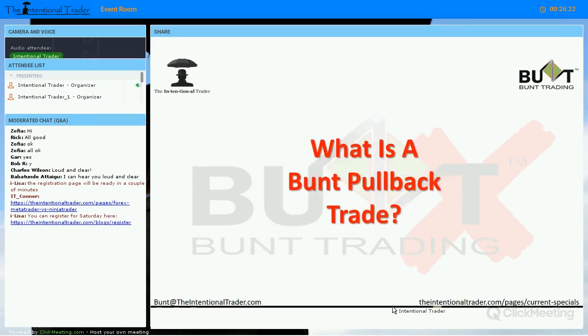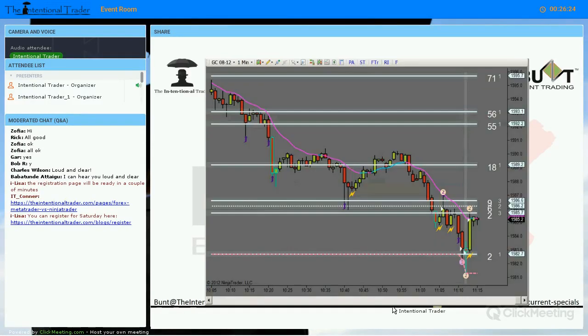All right, so what's a bunt pullback trade? Okay, so it's really simple. And we see this all the time. This isn't a cherry-picked thing. This happens to be something that I probably, an image of a trade may have been yesterday and it could have been 4 years ago. Really, it doesn't matter because it's the exact same thing that we do day in and day out.